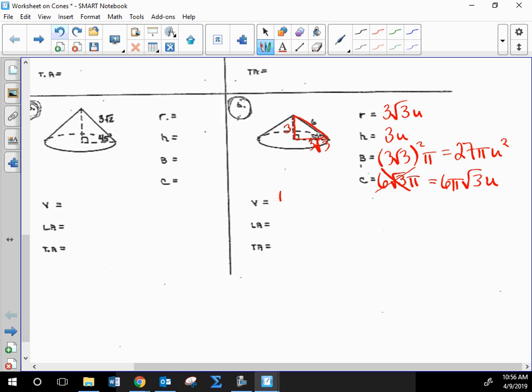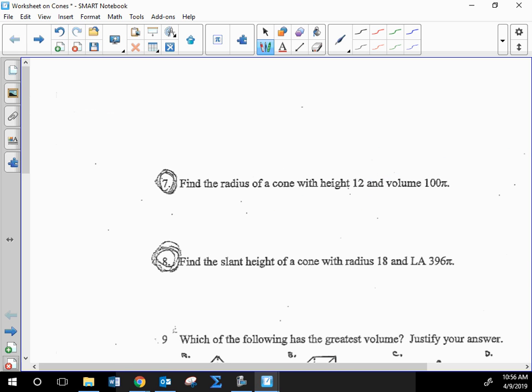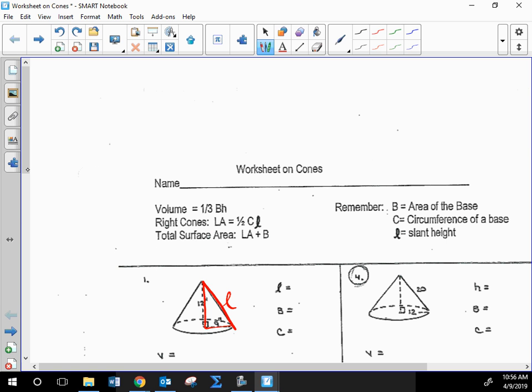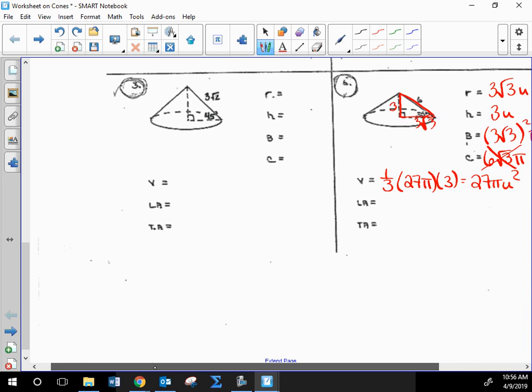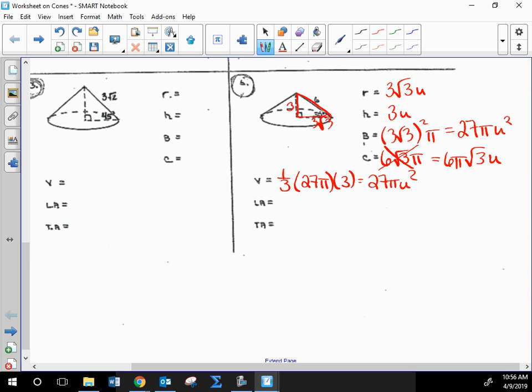1/3. I don't know. Lateral area. 36 pi root 3. Oh my god. Next thing you know, they got head, baby. Oh, you keep the pi?